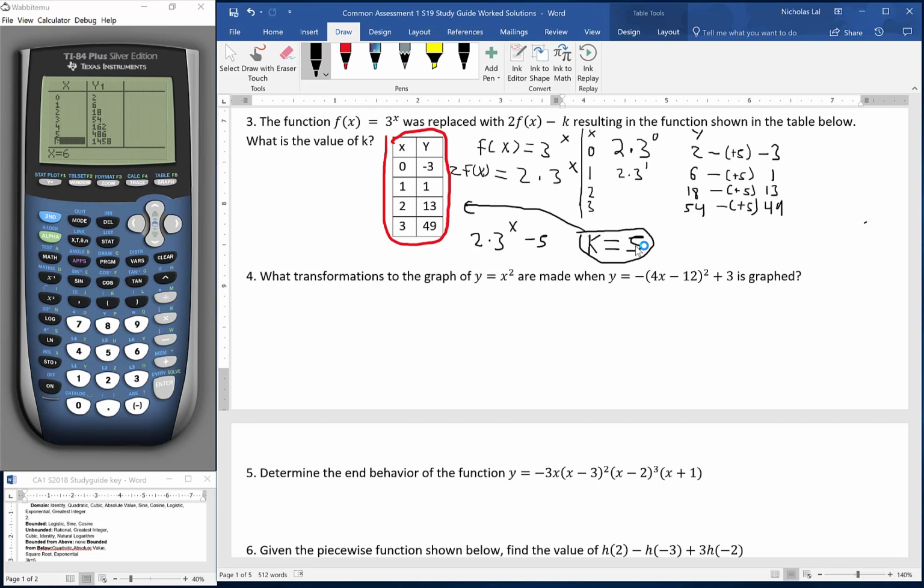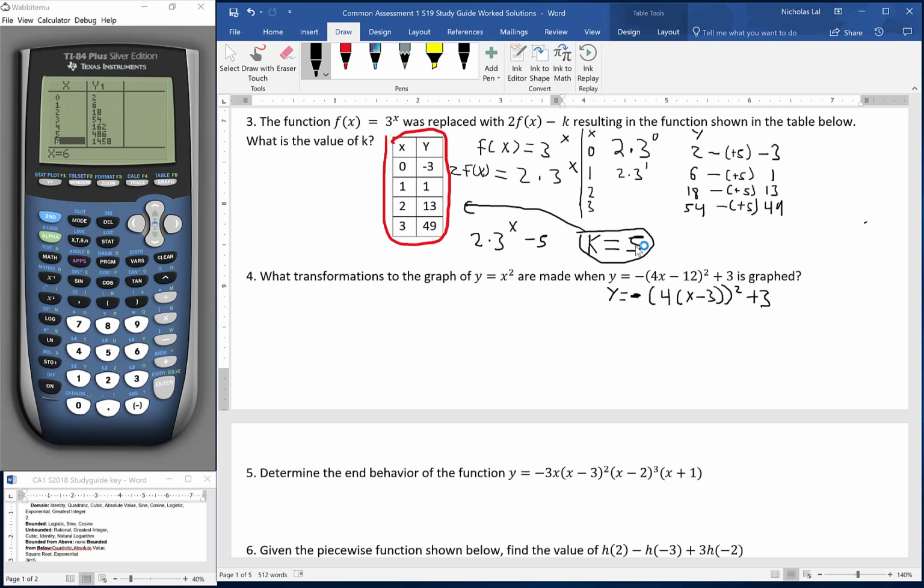So first of all, I transform this equation to y is equal to negative, and I factor out what's in the parentheses, 4, and when I factor out a 4, what is left is x minus 3. And the whole item is squared plus 3. And now we have to analyze.